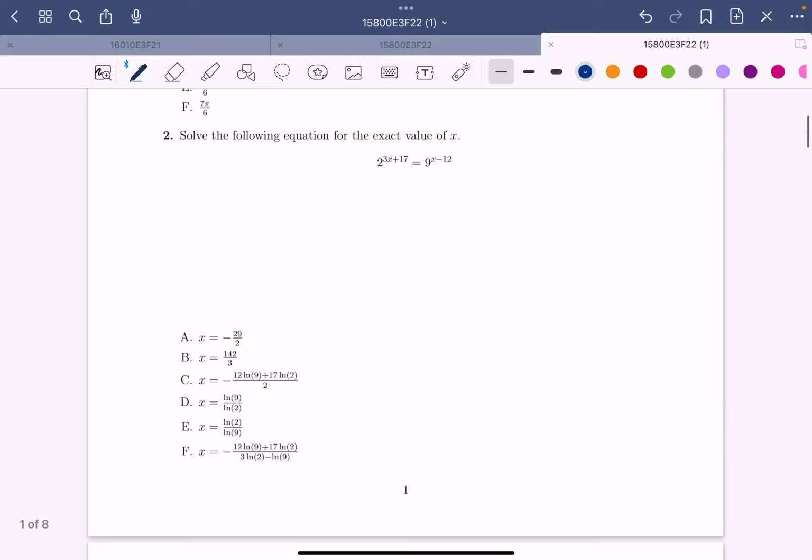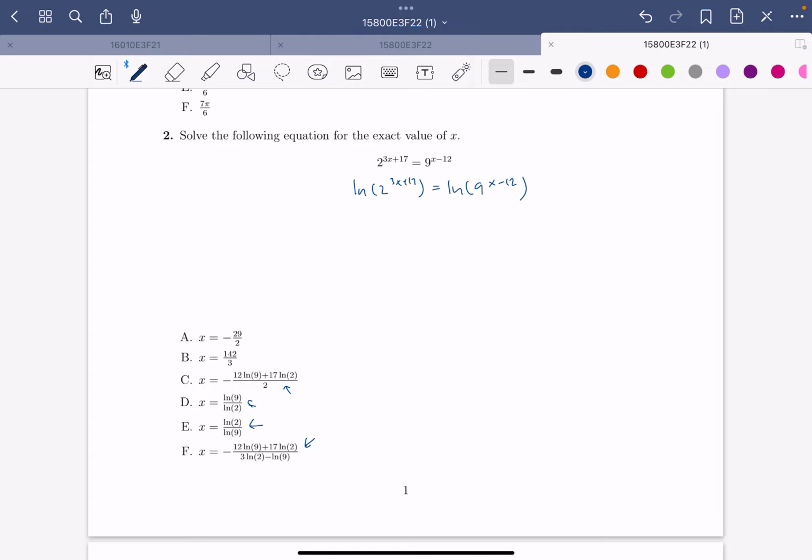Number 2, solve the following equation for the exact value of x. So when we look at this, we have two exponents, but if you look at the answers, there's a lot of natural logs in here. You can see them pretty much in almost all of the answers at this point. So we can probably assume to start with the natural log. So we start with the natural log. We get natural log of 2 to the 3x plus 17. You got to do it to both sides to keep it equal. So natural log of 9 to the x minus 12.